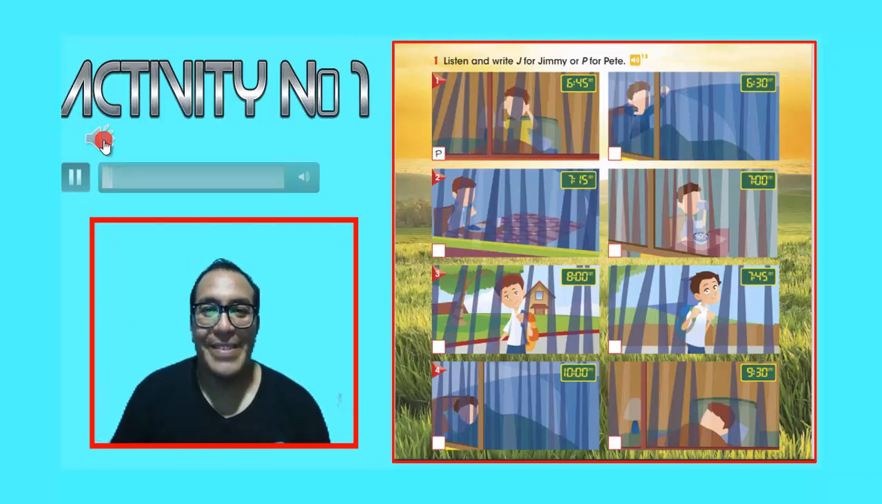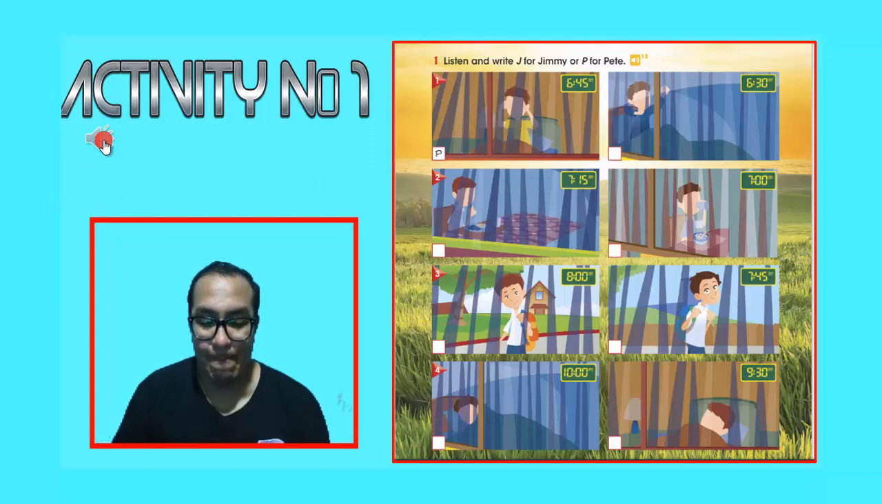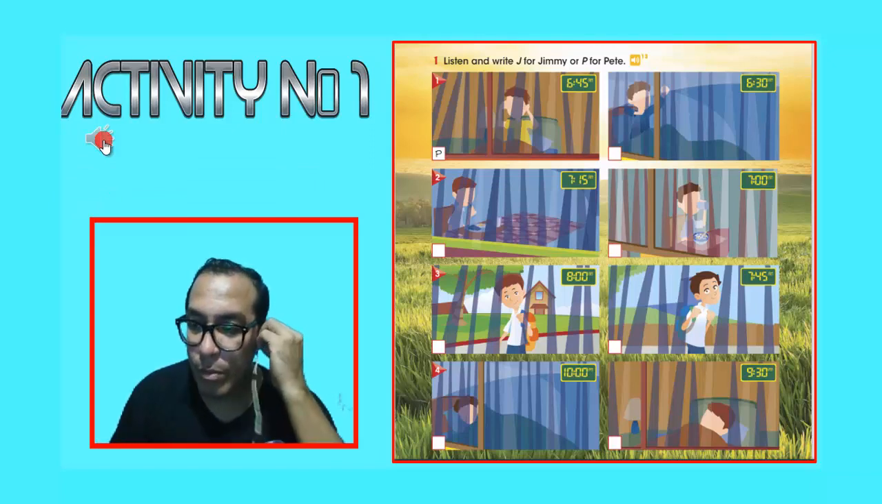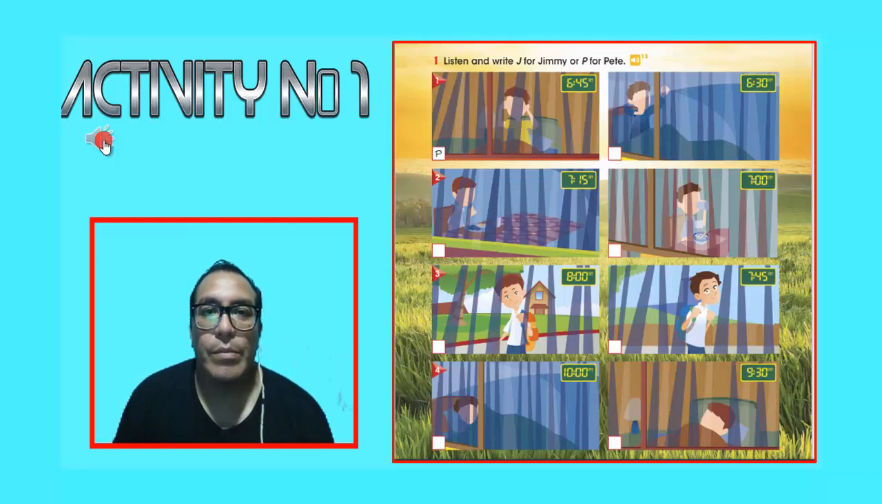Track 13. These are my friends, Pete and Jimmy. Pete gets up at 6:45, and he has breakfast at 7 o'clock. Jimmy gets up at 6:30, but he has breakfast a little later, at 7:15. Pete goes to school at 7:45, and Jimmy goes to school a little later, at 8 o'clock. Jimmy goes to bed at 9:30, but Pete goes to bed later, at 10 o'clock.